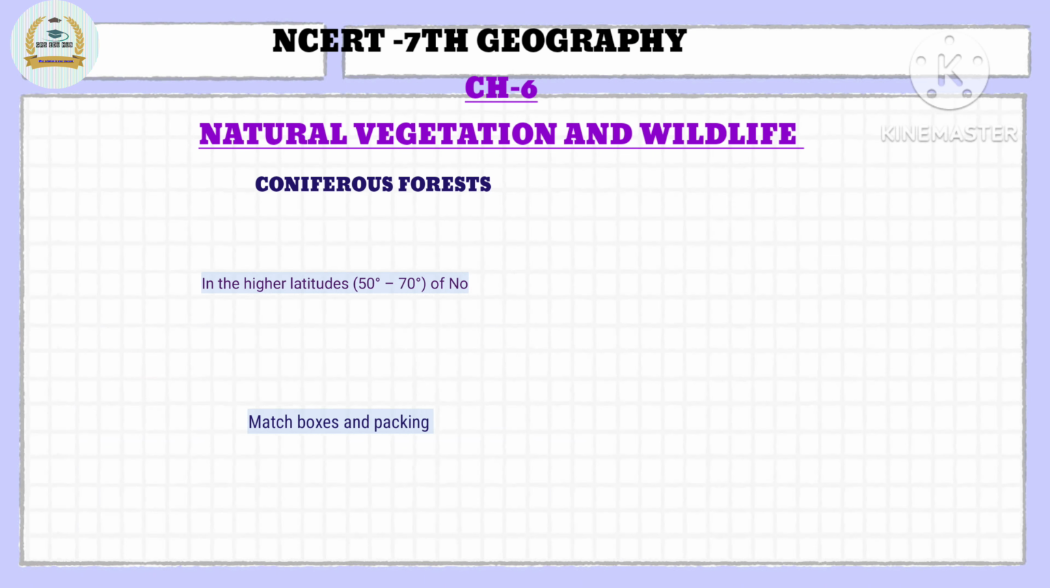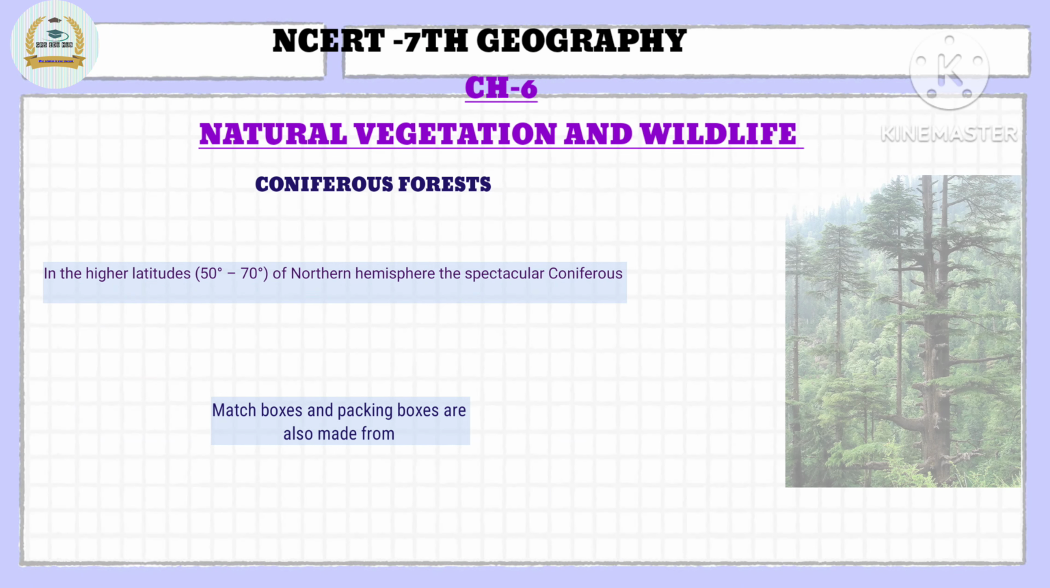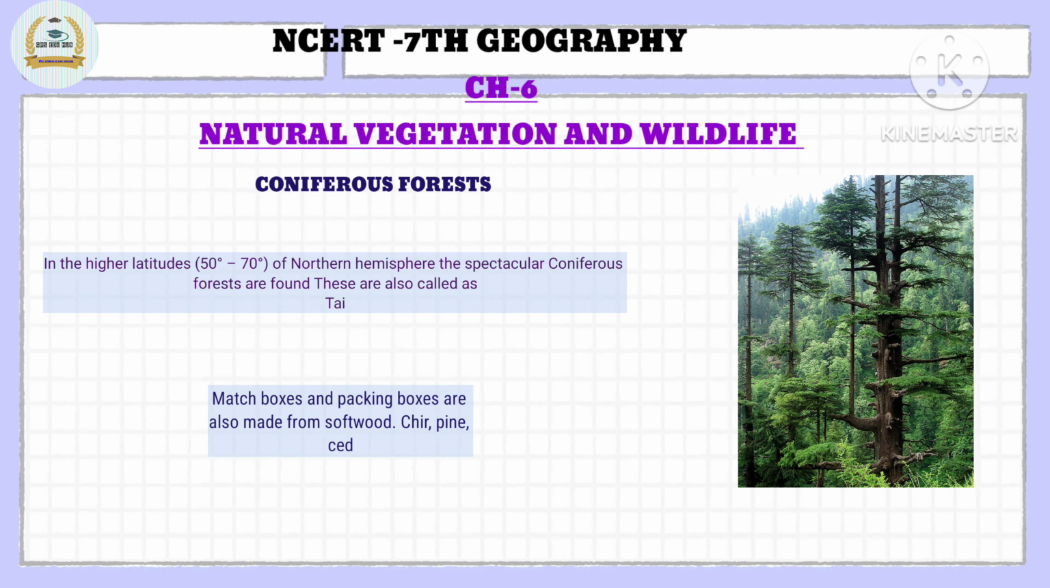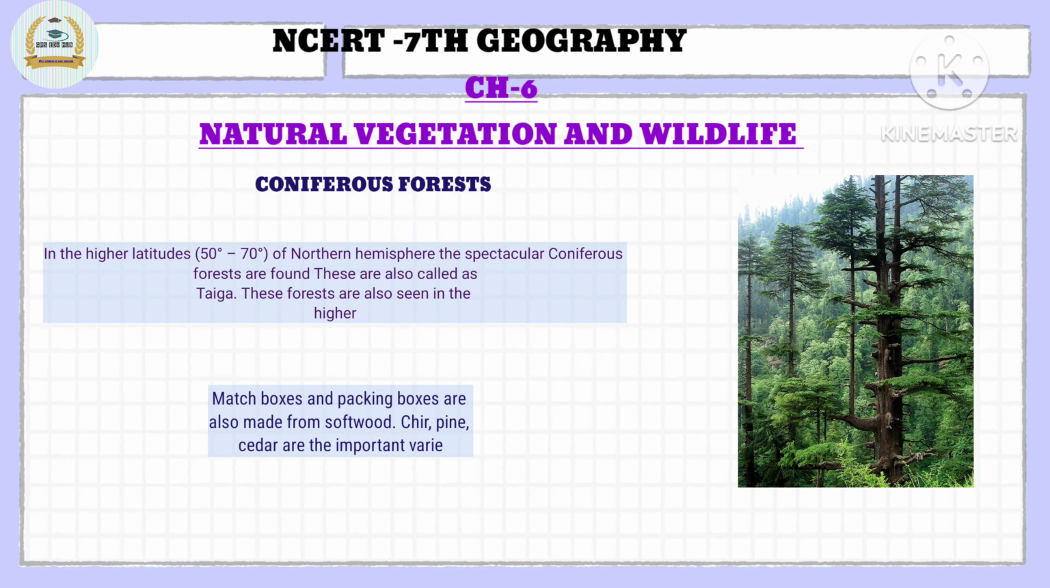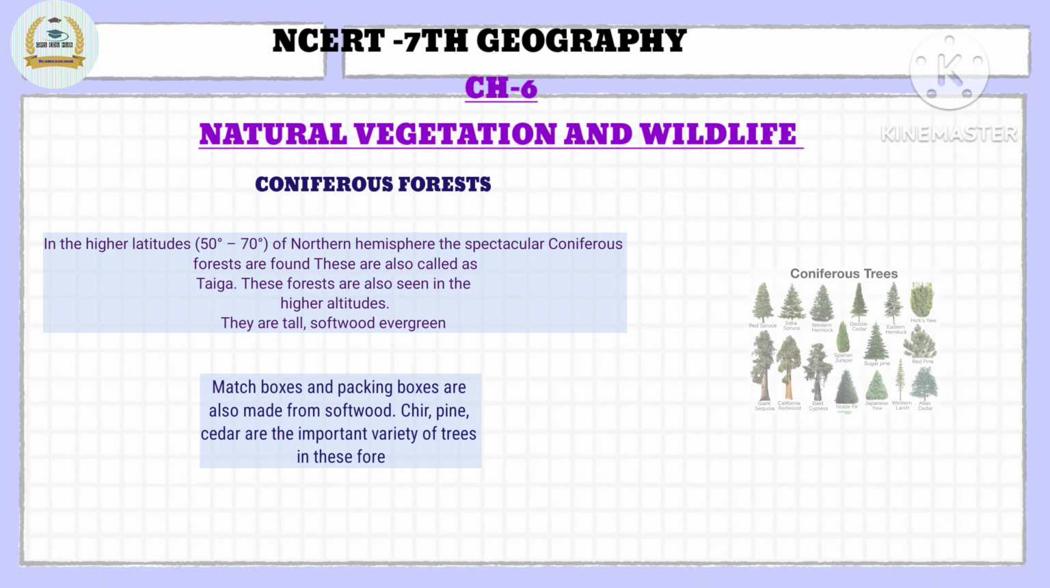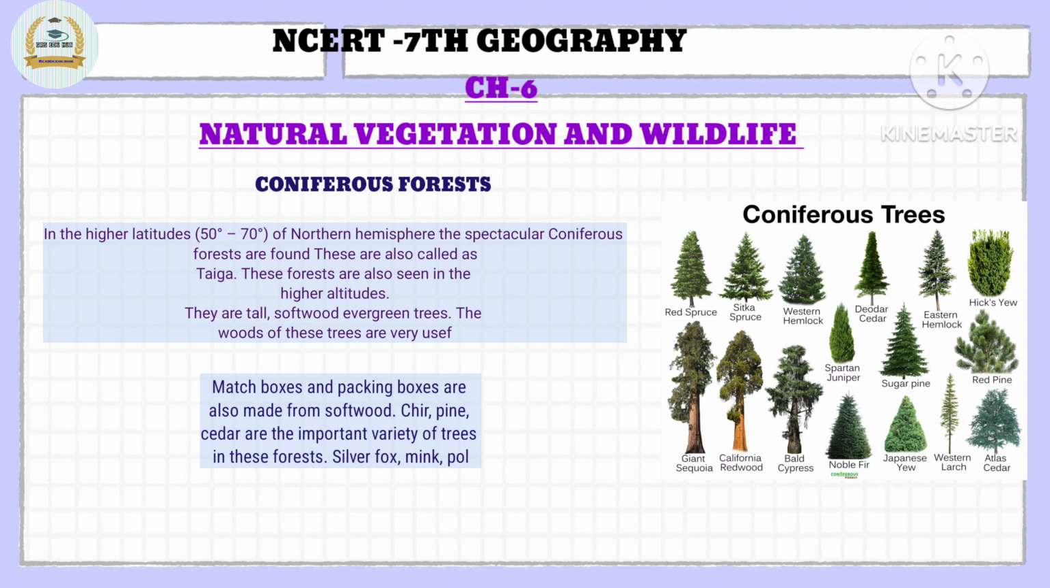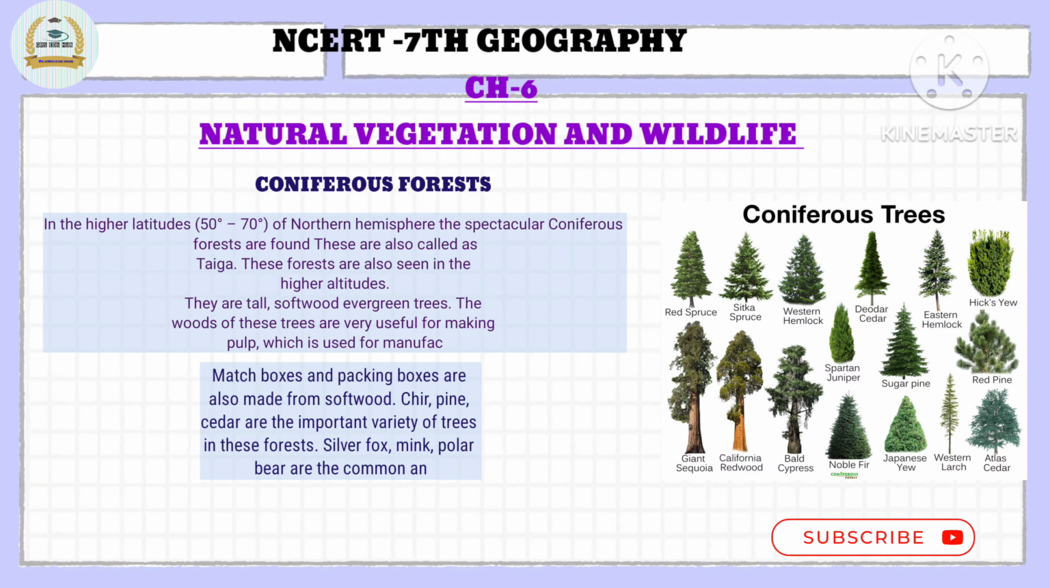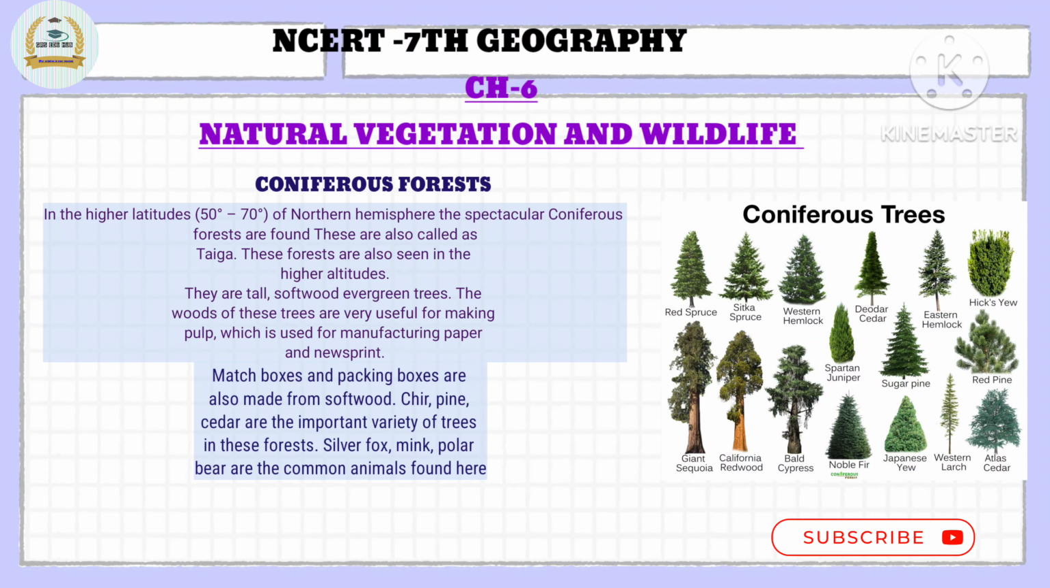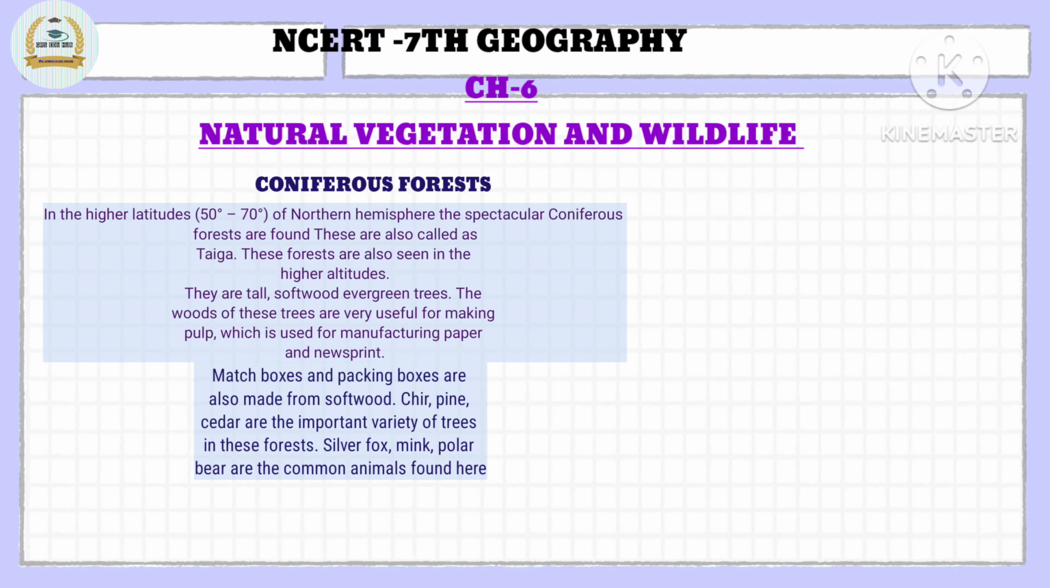In the higher latitudes, 50 to 70 degrees of the northern hemisphere, the spectacular coniferous forests are found. These are also called the taiga. They are tall, softwood evergreen trees. The wood of these trees is very useful for making pulp, which is used for the manufacturing of paper and newsprint. Matchboxes and packing boxes are also made from the softwood. Chir pine and cedar are the important varieties of trees in this forest. Silver fox, mink, and polar bear are common animals found here.